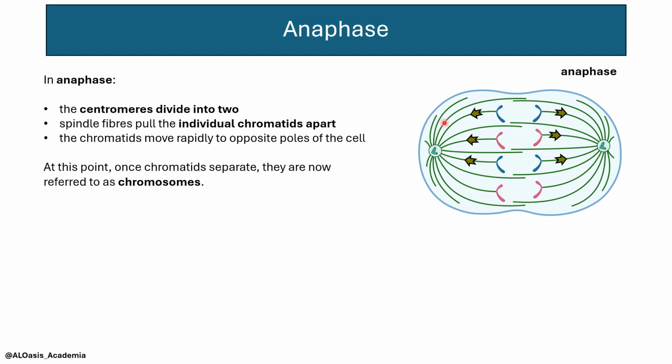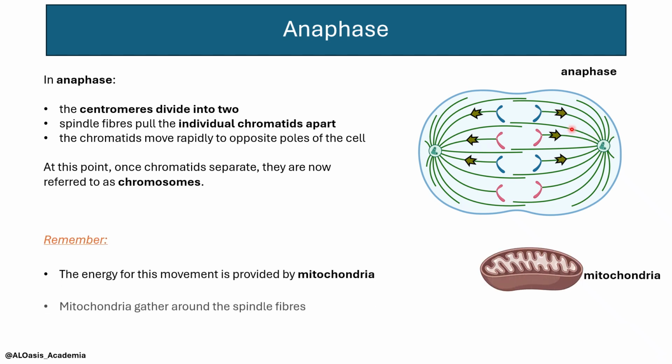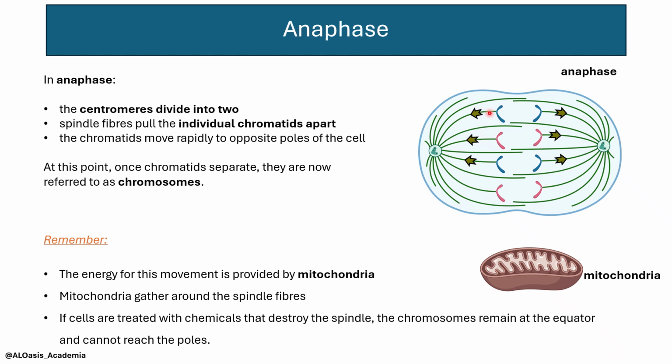And it's very important to remember that the spindles will contract and this will pull the sister chromatids apart, and then each one will go to a different pole. You need to remember that the energy required for the spindle fibers to contract is provided by the mitochondria. Mitochondria is an organelle inside the cell, and it provides energy. So you will find mitochondria gathered around these spindle fibers, ready to provide energy for the spindle fibers to contract and then pull the chromosomes apart.